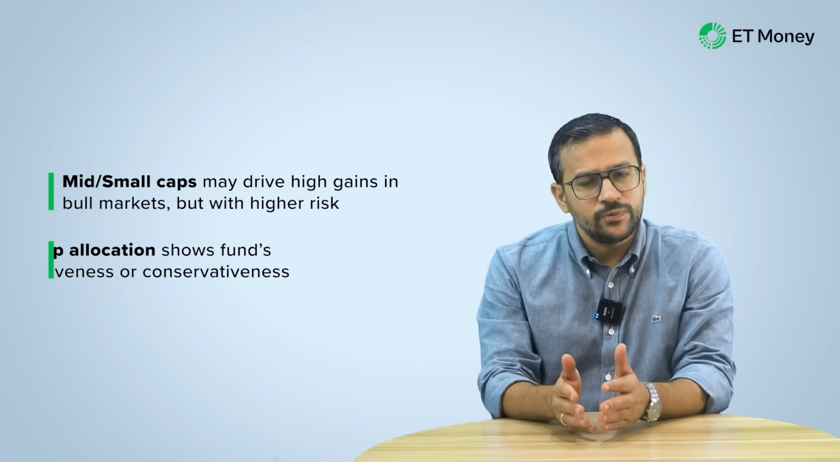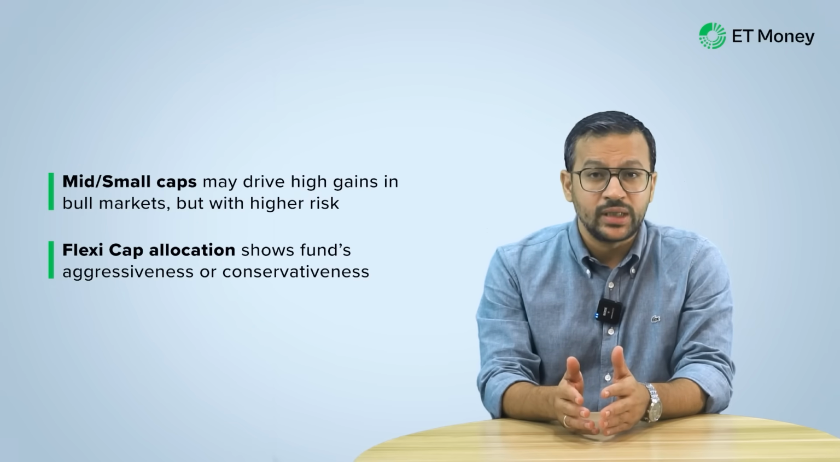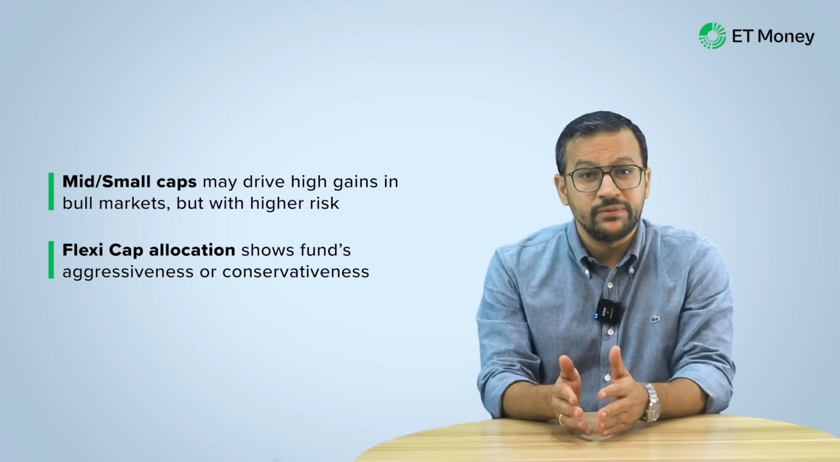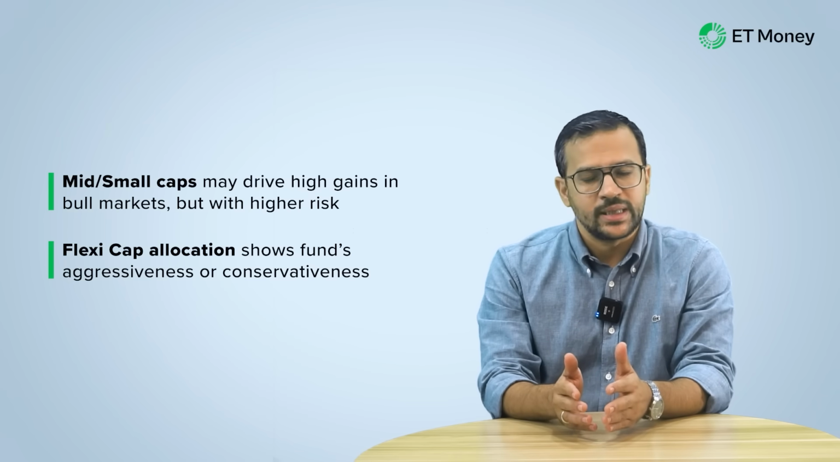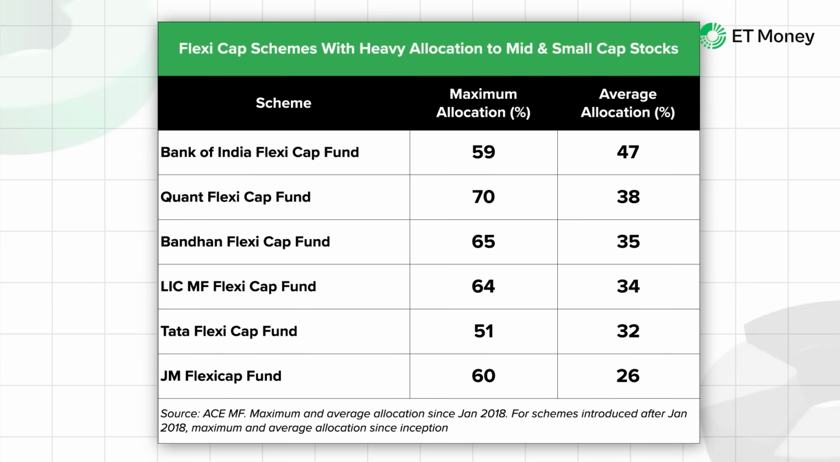Now, in the context of Flexi Cap funds, the degree to which a fund allocates to mid and small caps becomes a clear reflection of how aggressively or conservatively it is positioned. Let's examine the data. On your screen is a table that shows the maximum and average allocation of various Flexi Cap funds to mid-cap and small-cap stocks since January 2018. For funds launched later, we've considered data since their inception.